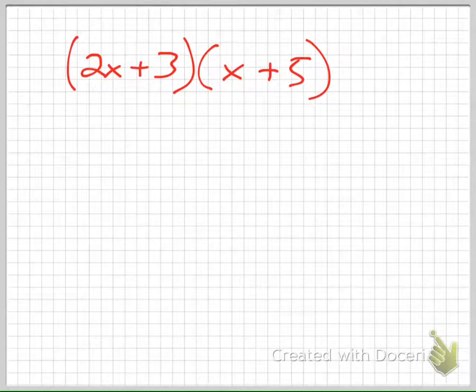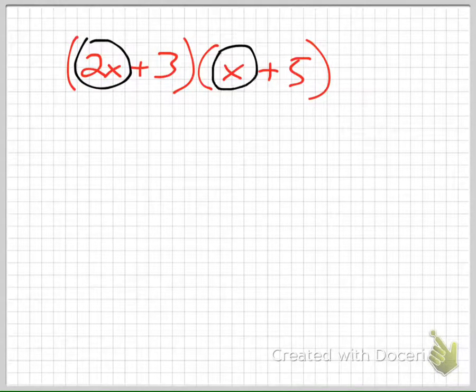FOIL. What does FOIL stand for? First, outside, inside, last. FOIL, F-O-I-L. First, outside, inside, last. This is how it works. You take the first one in each of the parentheses here. You take this times this. What is 2x times x?